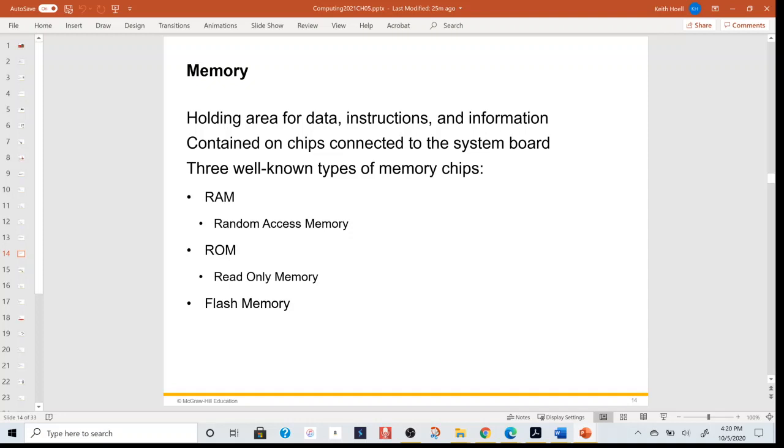ROM is another type of memory that exists on your motherboard. It's used for starting up your computer. When you first turn on your computer, you're booting it up. Your computer needs to know what to do. It goes to ROM for instructions of what to do.